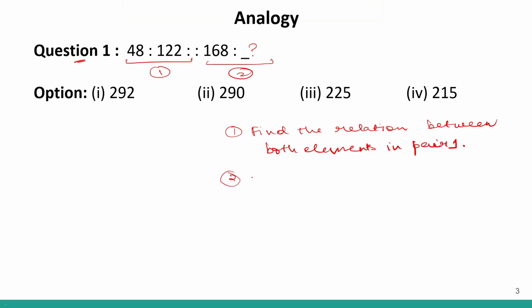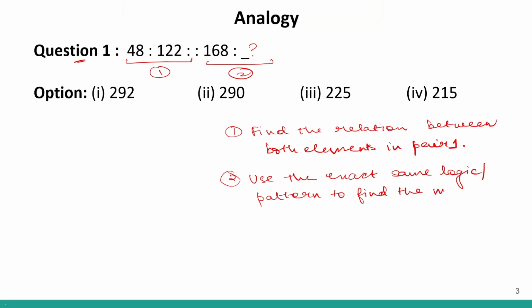Second step is to use the exact same logic or same pattern to find the missing element in pair 2. So basically, find the relation between both elements in pair 1 and then use the same logic to find the missing element in pair 2. Using these two steps, we can solve any question on analogy. So let us look at this question.